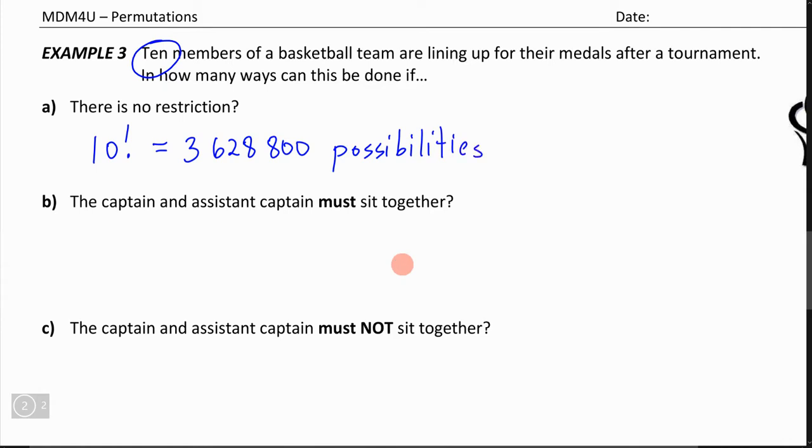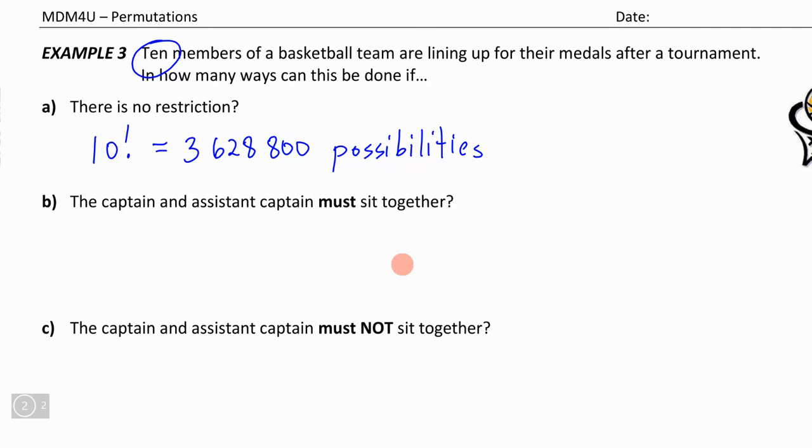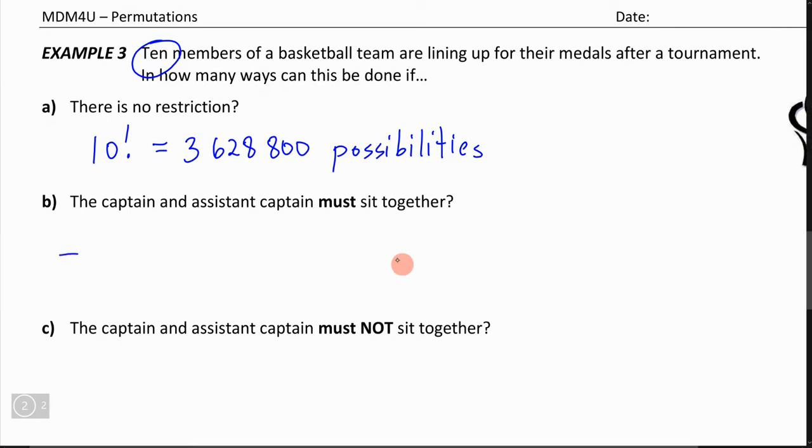The captain and assistant captain must sit together. So for part B, the captain and assistant captain must sit together. The way you treat this is you treat the captain and the assistant captain as one single unit. So if I had 10 members, 1, 2, 3, 4, 5, 6, 7, 8, 9, 10, I would just maybe box off two of them. I'd treat this as a single unit. So how do you arrange the captain and the assistant captain? Well, there are two factorial ways, two ways.